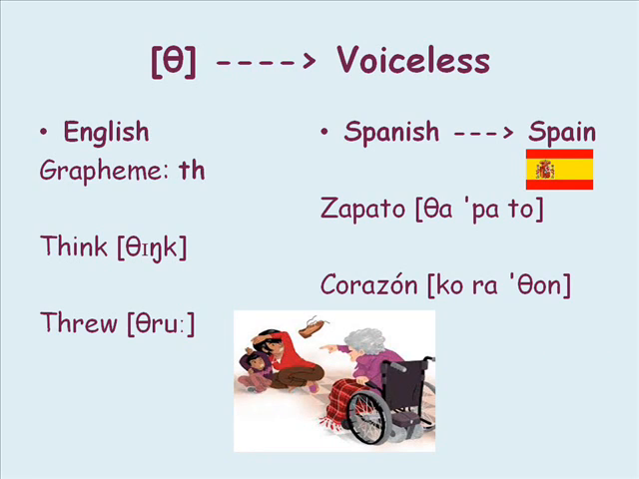This sound is voiceless. In English, it is uttered in some words written with the grapheme th, such as think, through. In Spanish, it is only produced in Spain in words such as zapato, corazón.